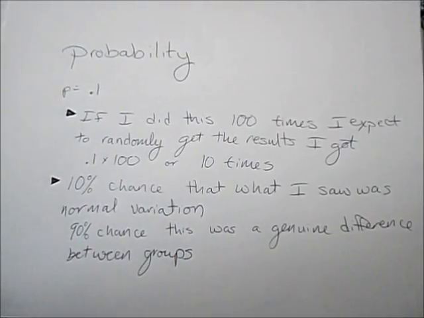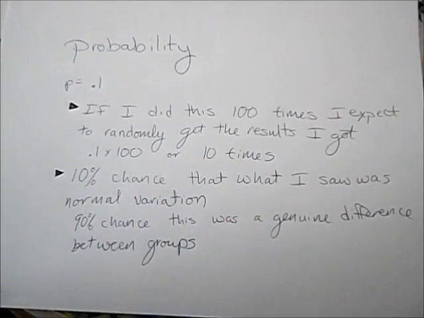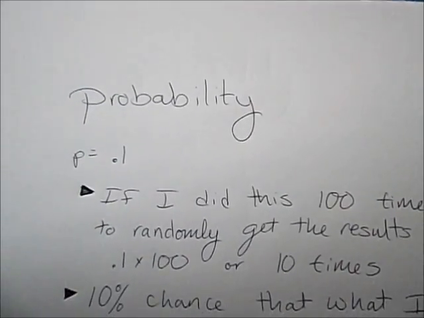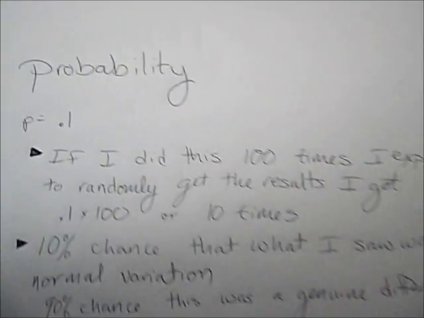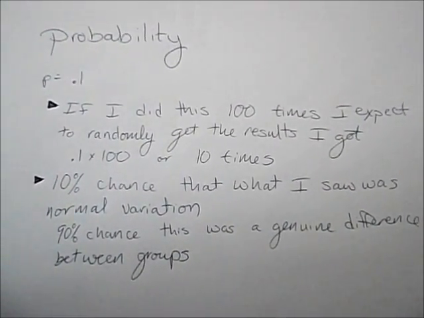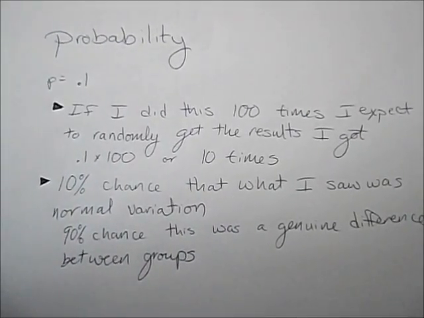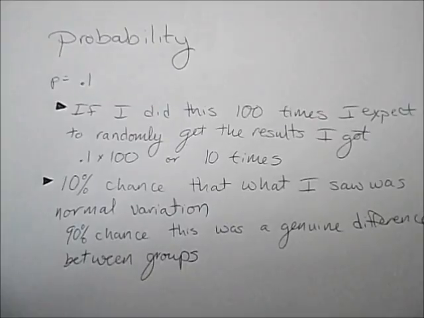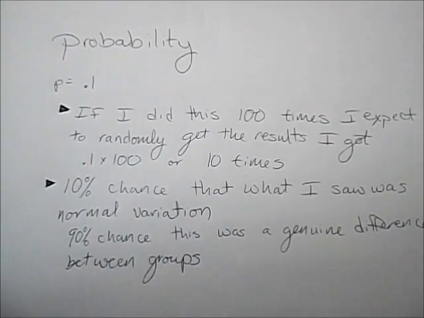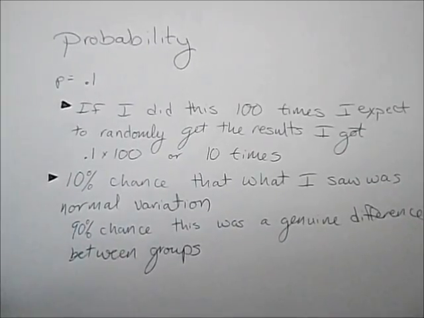Probability is a tough thing to really understand. So let's try and give it some context. If we have a p-value of 0.1, right? What that means is that if you did this, whatever you tested, 100 times, you expect to get the result you got 10 times, right? 0.1 times however many times you did it. The probability of getting that outcome any given time is 0.1.